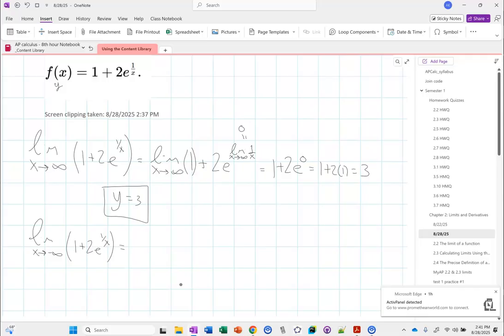So the limit as x goes to infinity of 1 over x is 0, right? Yeah. So I had e to the limit of 1 over x, so that's just e to the 0. Any non-zero number to the 0 is 1.